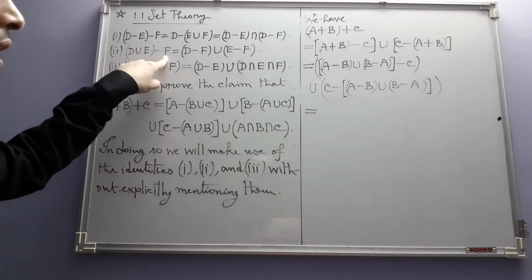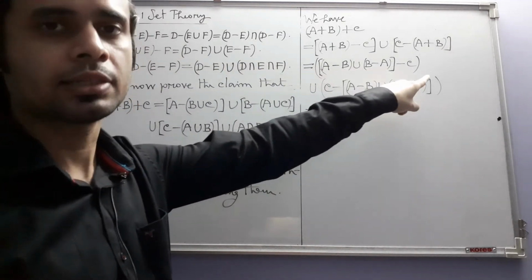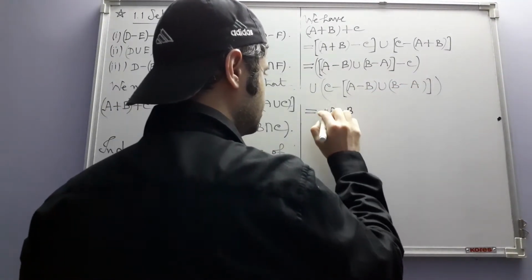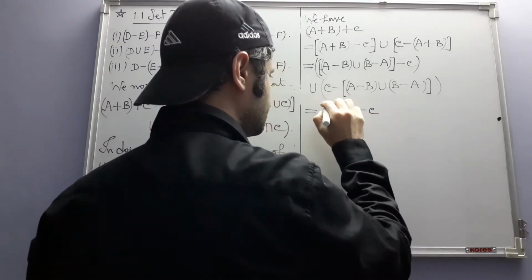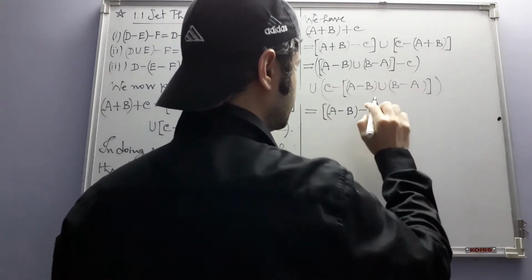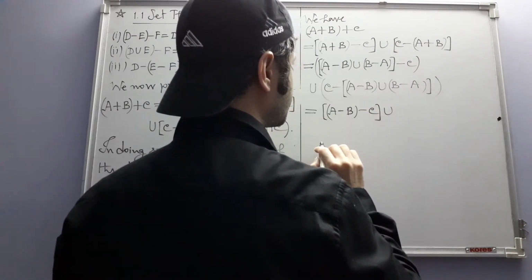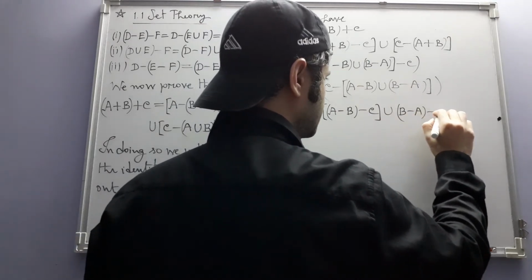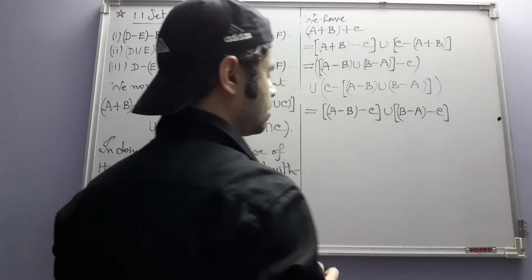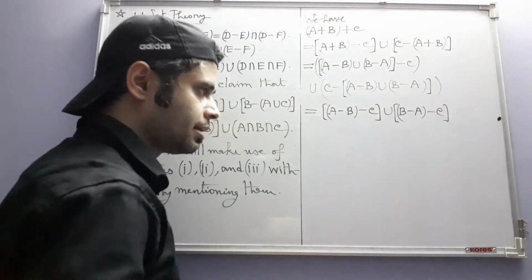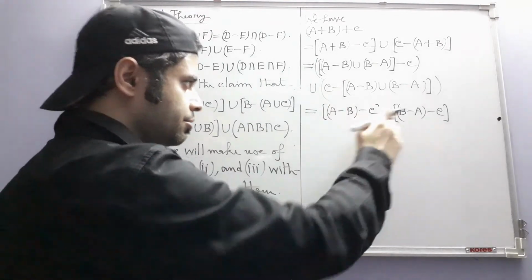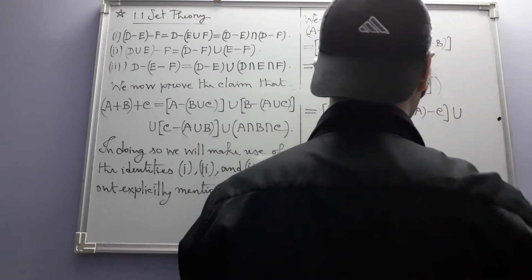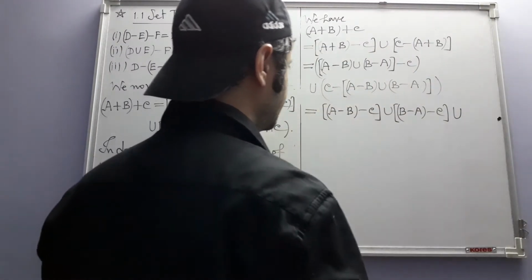See, D union E minus F. We have something union something minus C. So in its place we can write A minus B minus C union B minus A minus C. Ideally I should put this inside brackets, but since we have union and outside also we have union, so we can get rid of that bracket. Union. Now I have to write this one.